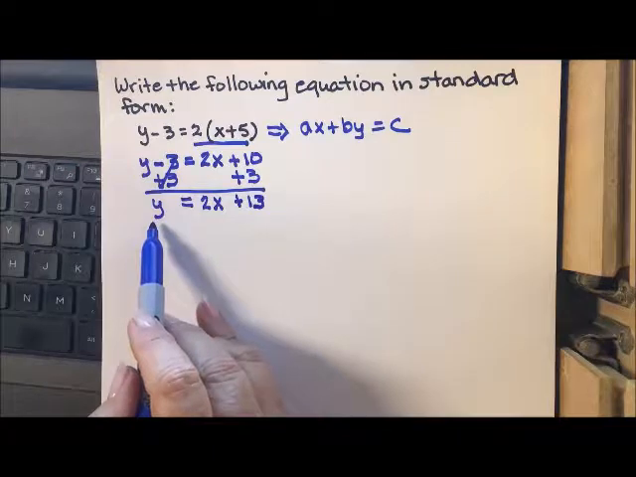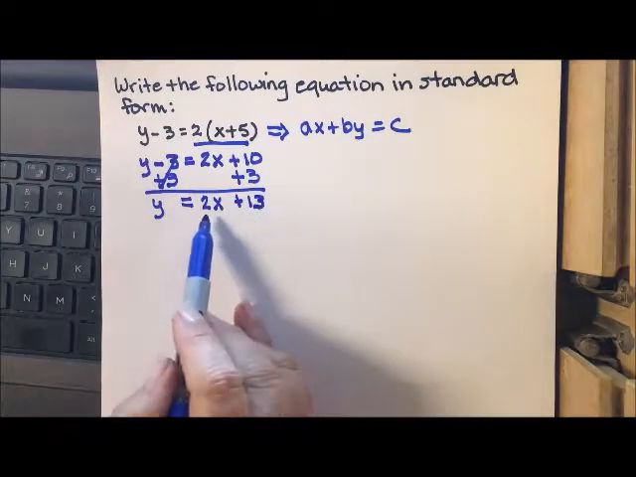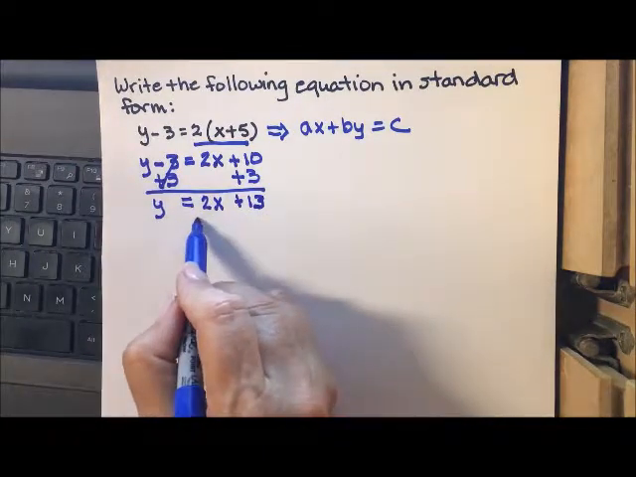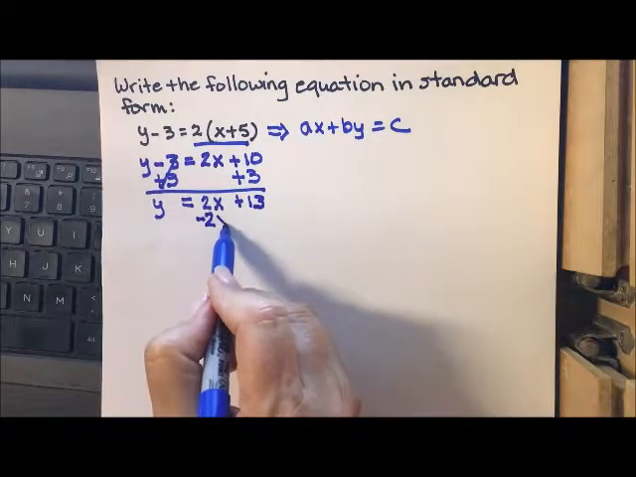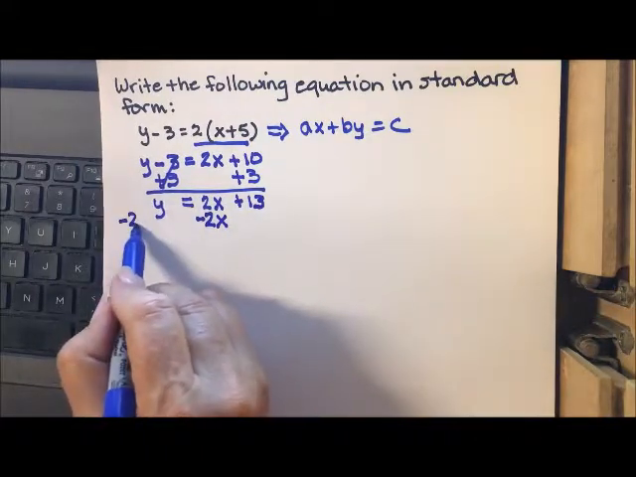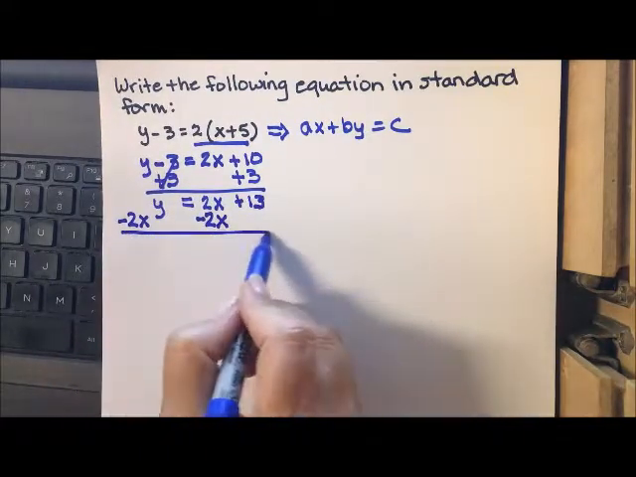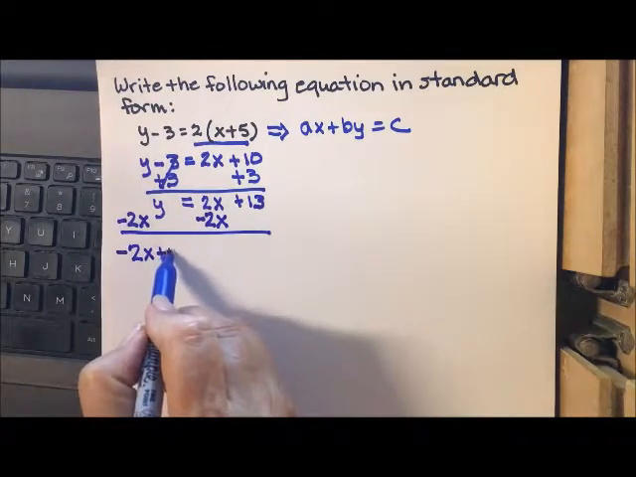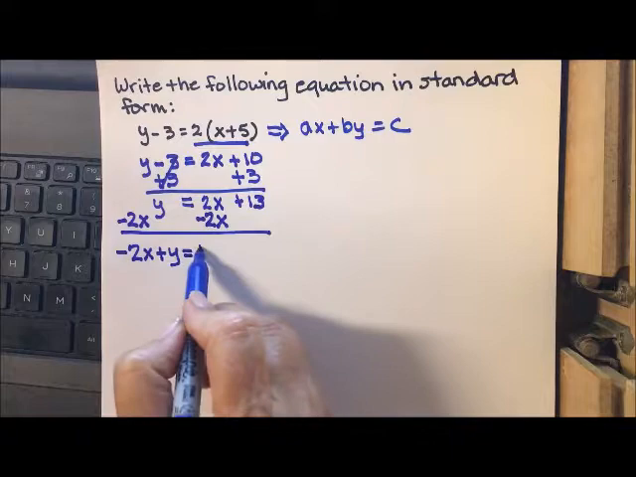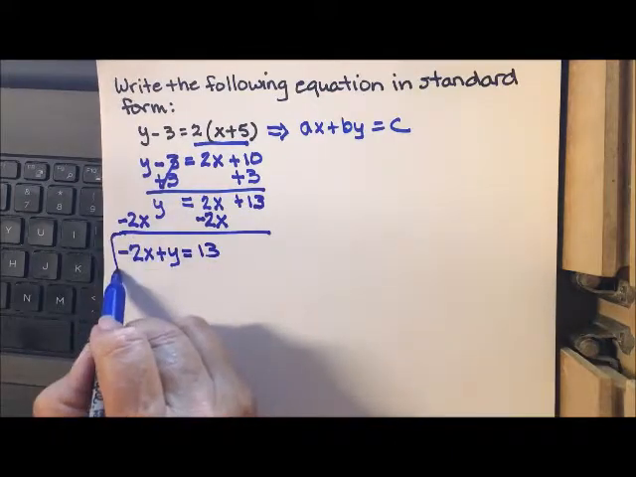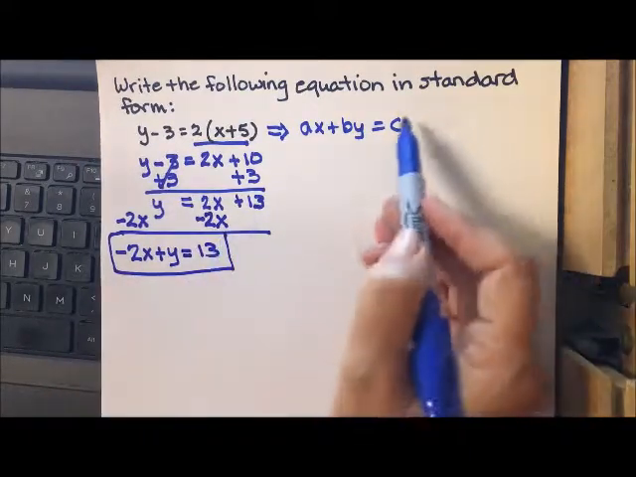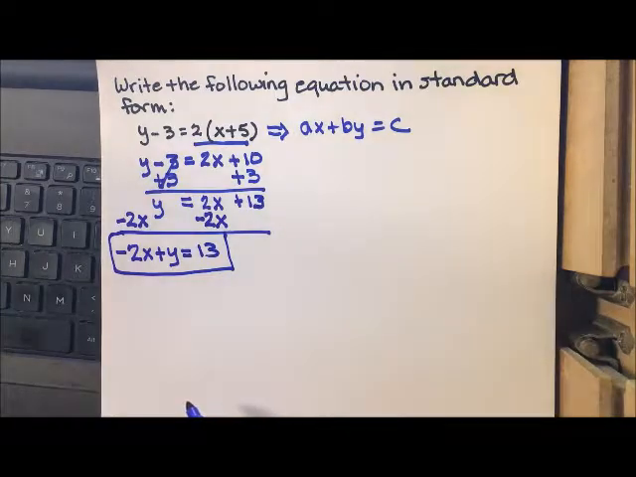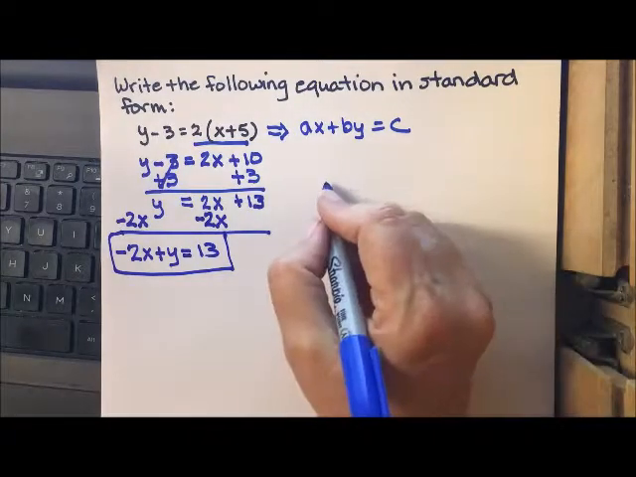Well, I've got my y on the left and I have my constant on the right, but I still need to get my 2x to the other side. I'm going to subtract 2x on both sides, and that leaves me with negative 2x plus y equals 13. And there is your equation in standard form. Let's try one more of those.